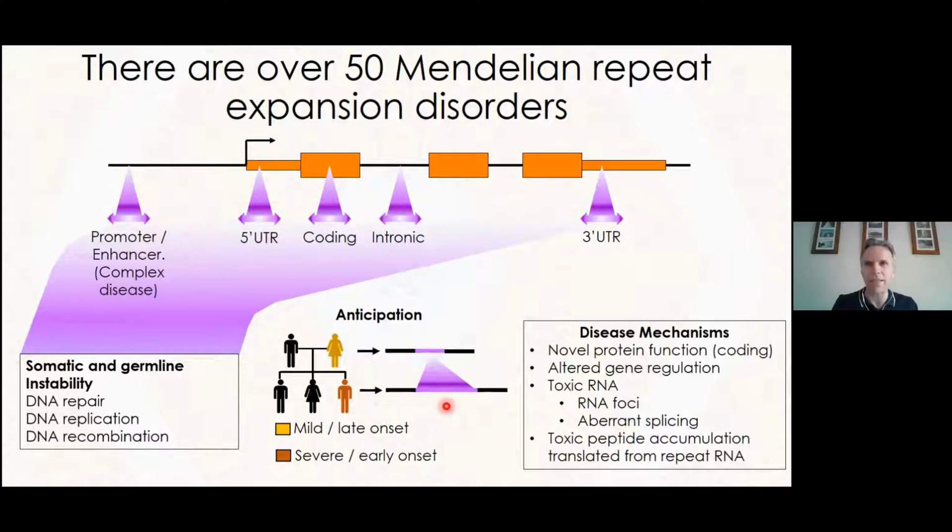In terms of how these repeats cause disease, it can depend to some extent on where the repeat occurs. If it's in the coding region, for example, you can get a novel protein function. But even for the non-coding repeats, you can get altered levels of gene regulation. The repeats can be transcribed, and that RNA can form toxic foci, so RNA binding proteins can be sequestered in the cell or cause aberrant splicing. The repeats themselves can also be translated by a phenomenon known as repeat-associated non-ATG translation to form smaller peptides corresponding to the repeat sequence, and they can be toxic as well.